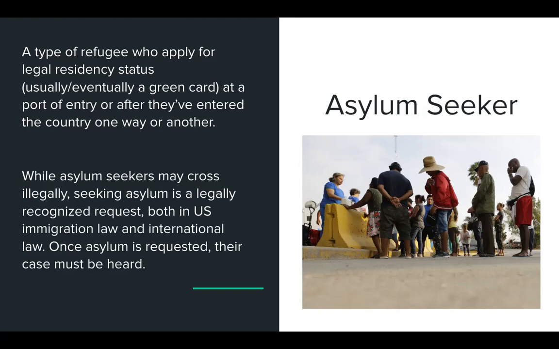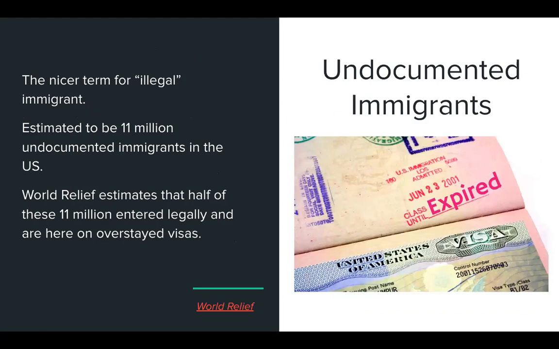Their case would then have to be heard by the governing body in whichever country. So in US law, this is a thing, but also in other countries, if this is codified. And also according to international law, if you're a part of a participating country in the UNHCR.